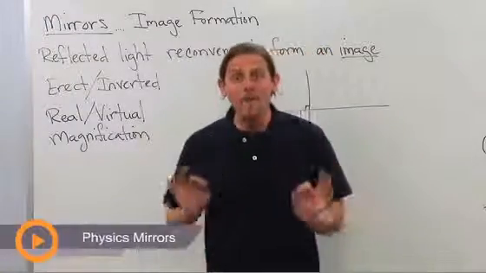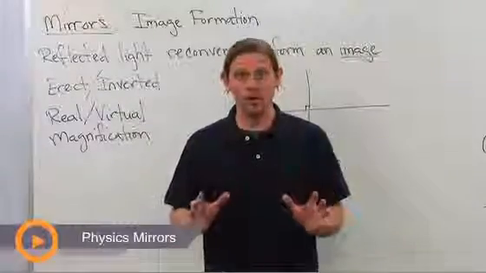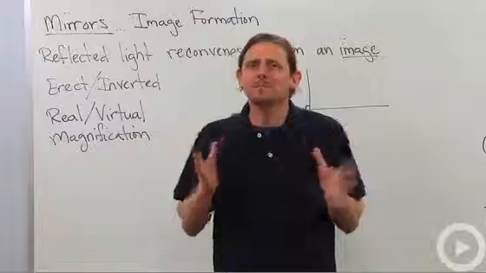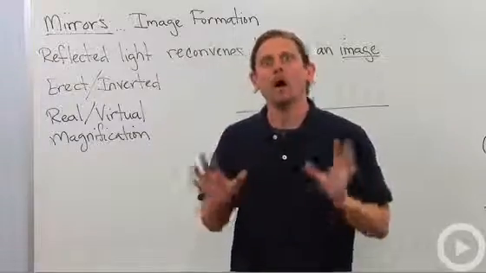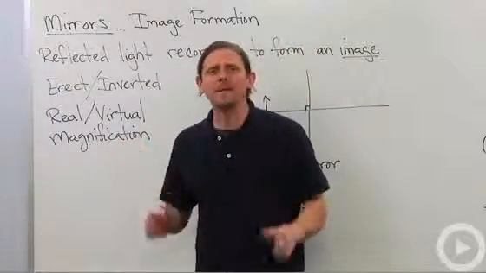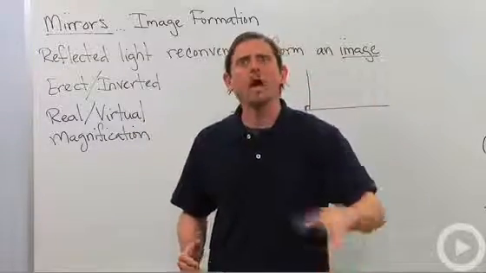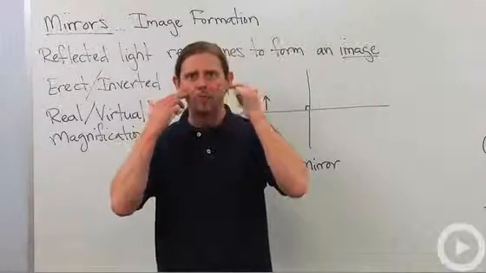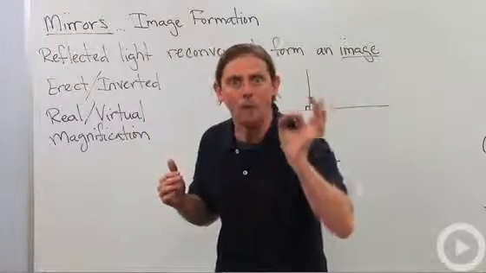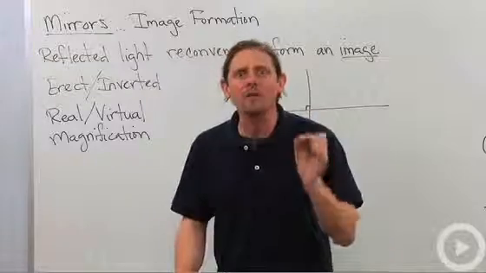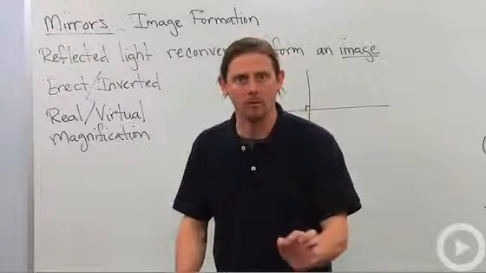So let's talk about mirrors and image formation. Now, before I get too much into this, I really want to talk about what it means to be an image. All right? So what happens is we take an object and we put it in front of a mirror. The light that reflects off of that object then goes and reflects off of the mirror. And then the important thing is what happens to the light after it reflects off the mirror.